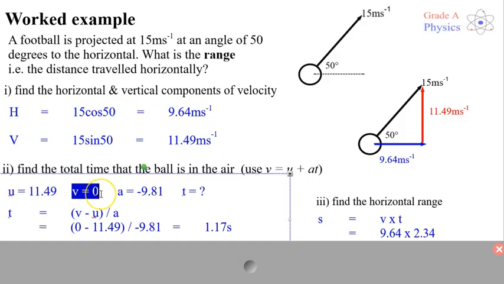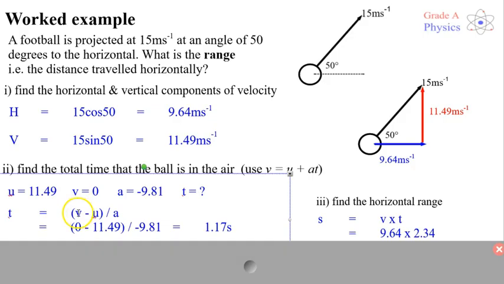We're going to consider how long it takes to get to the highest point. The highest point, we said, the vertical component of velocity is 0. The acceleration is g, but obviously that's acting downwards, so that's minus 9.81. And we're trying to find the time just from the lowest to the highest point, position 1 to position 4. So we rearrange our expression here, make t the subject, stick in the numbers.